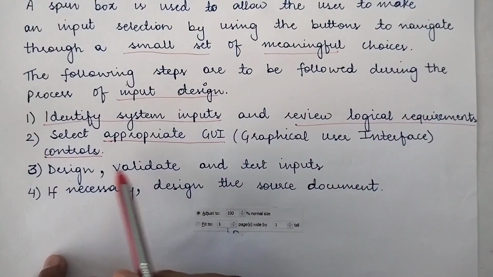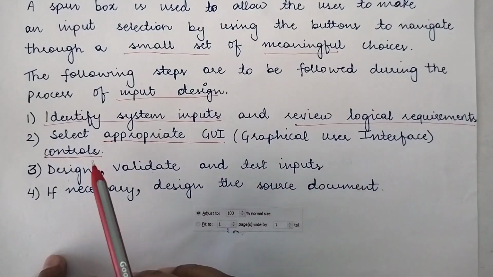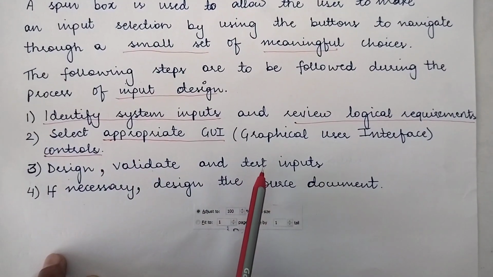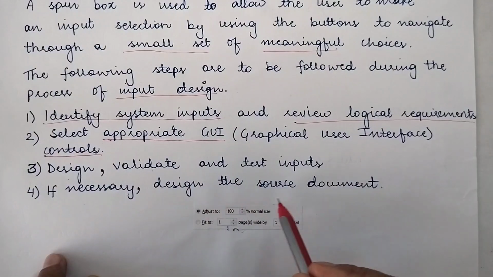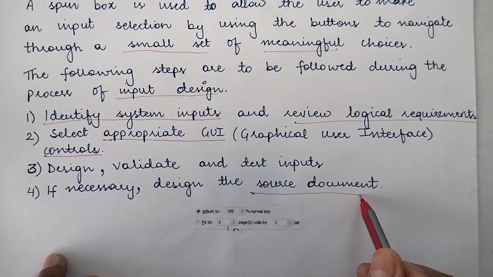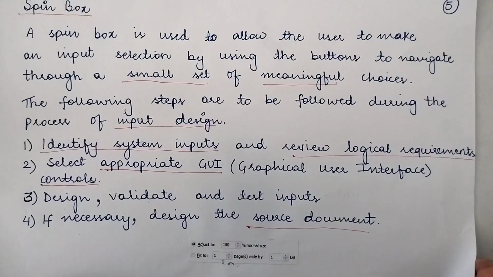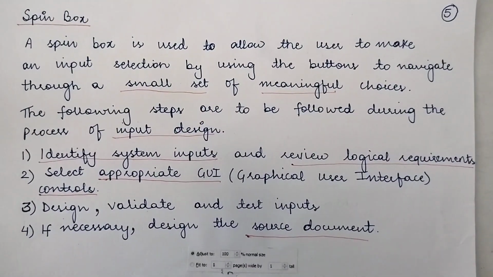After that, design, validate and test those inputs. Once you've designed those inputs, validate them and then test those inputs, and if necessary, design the source document also. So these are the various steps for input design through the forms.